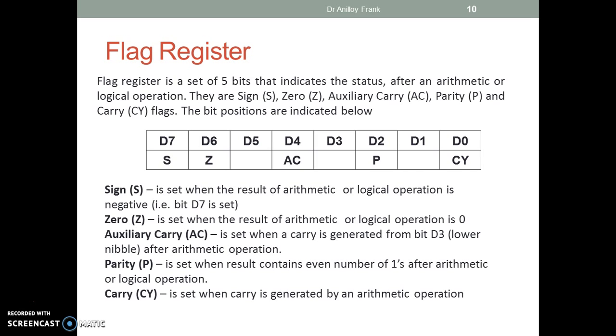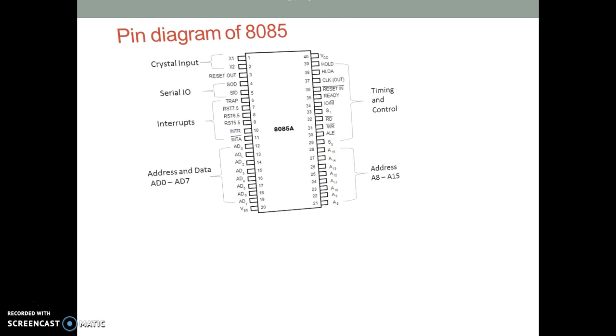The zero flag is set when the result of an arithmetic or logical operation is 0. The auxiliary carry is set when a carry is generated from bit D3 after an arithmetic operation. The parity flag is set when the result contains an even number of ones after an arithmetic or logical operation. The carry flag is set when a carry is generated by an arithmetic operation.